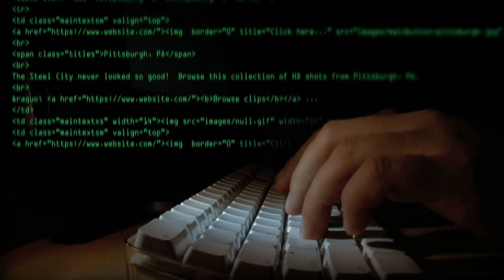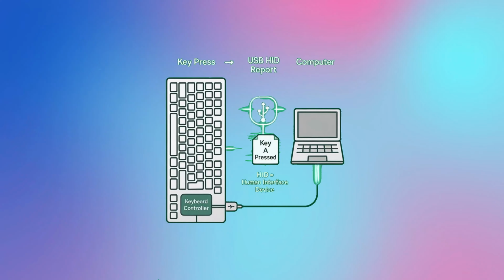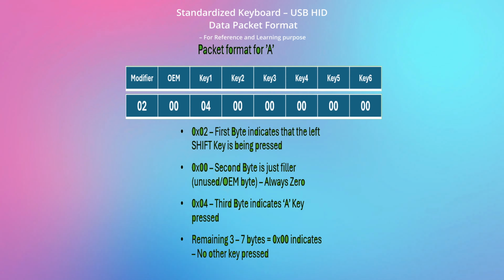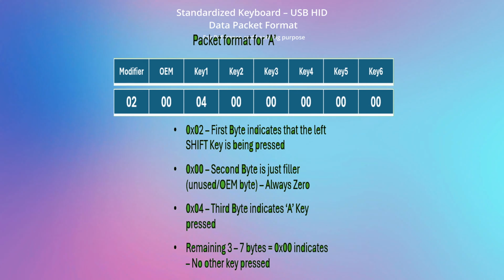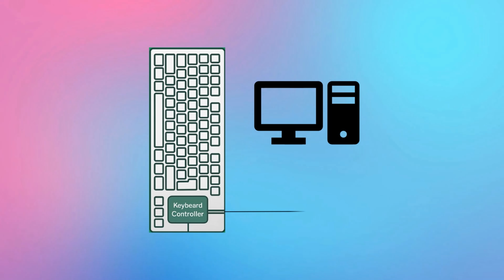Now the keyboard needs to tell your computer what happened. If you're using a USB keyboard, the controller packages this information into a standardized data packet called a USB HID report. HID stands for Human Interface Device. This packet contains the scan code, the status of modifier keys, and timing information. It travels through the USB cable at incredibly high speed. We're talking millions of bits per second.